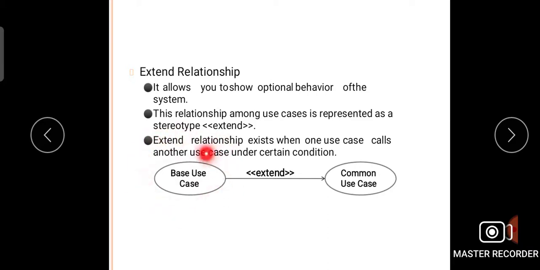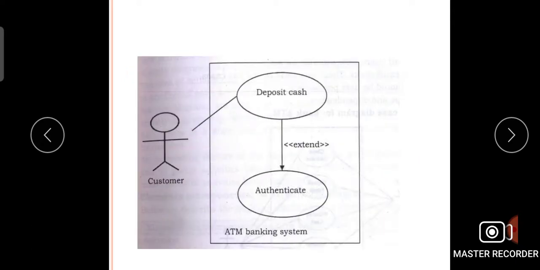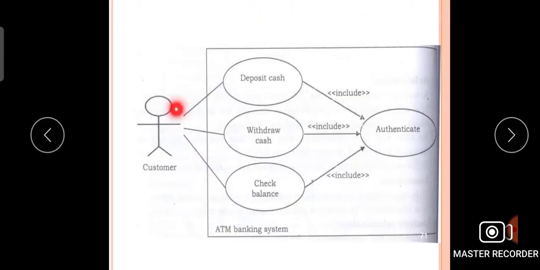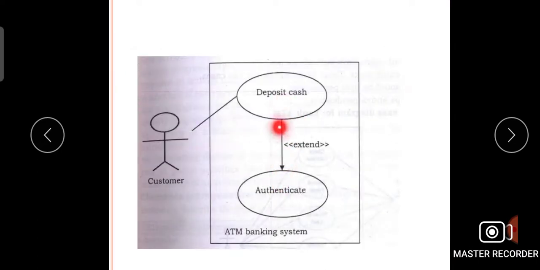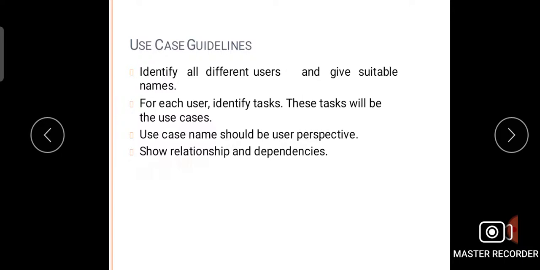Here one is a base use case, which is our common use case. This is the example of extend, this is the example of include, and association is a single line. A single line we can also call a simple line. It is our association relationship. This is an include relationship, and this one is an extend relationship. Okay.